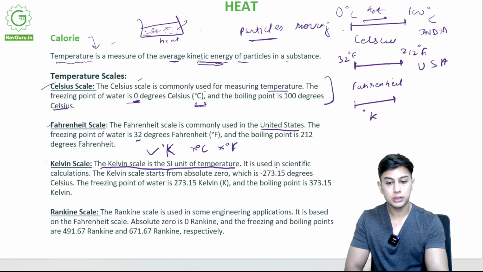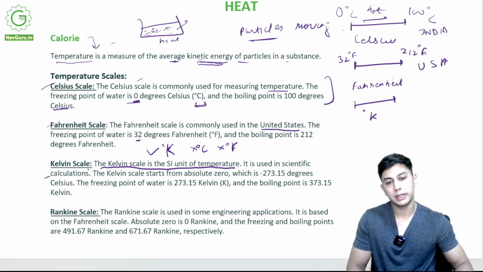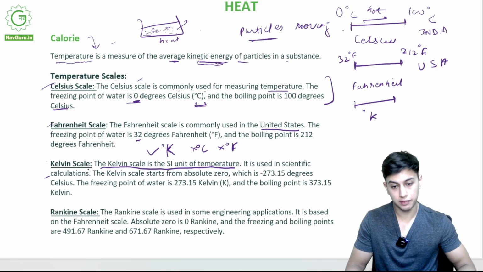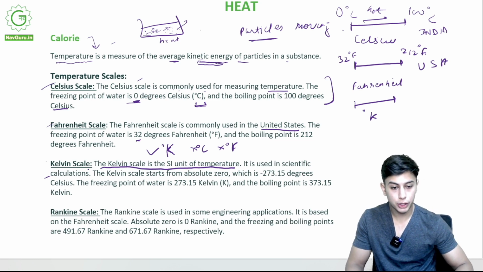It is used in scientific calculations. So they may ask, which temperature scale is used in scientific calculations? Then we can say Kelvin. What is the SI unit of temperature? Kelvin. Kelvin starts from absolute zero.